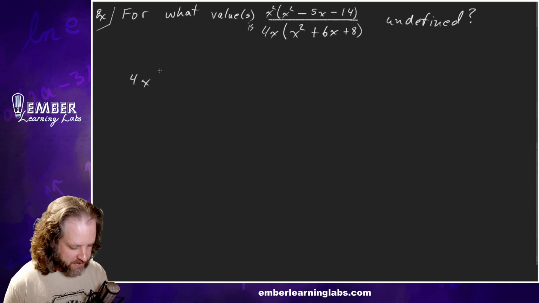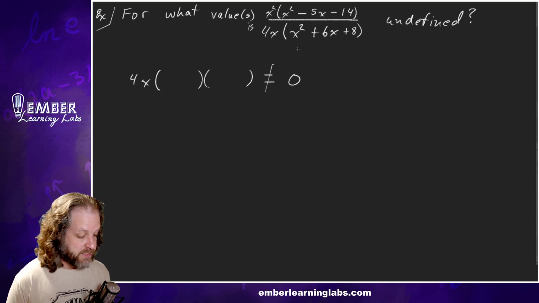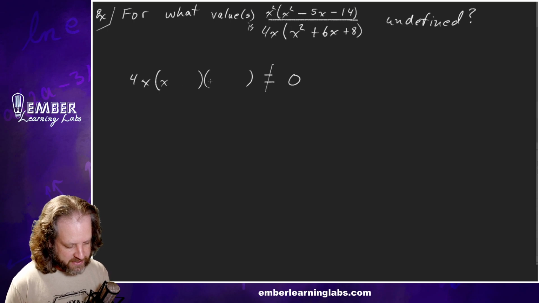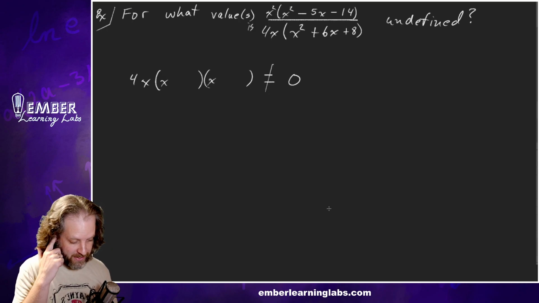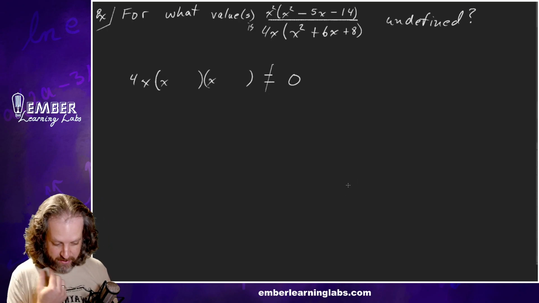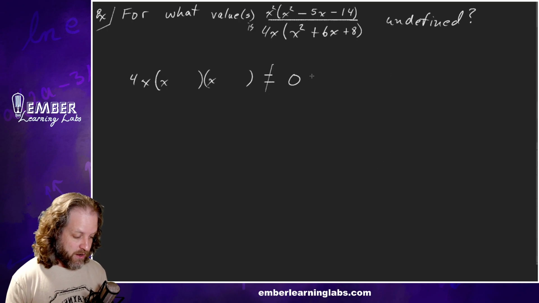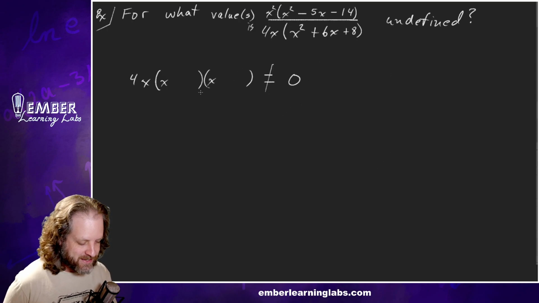So 4x times, I'm going to go ahead and move into factoring this. Open, close, not equal to 0. So two things that multiply to get the first term: x and x. Two things that multiply to get the last term: we could do 8 and 1, or we could do 4 and 2. Hopefully you're getting enough practice to see that it's probably not going to be 8 and 1. That's not going to work.